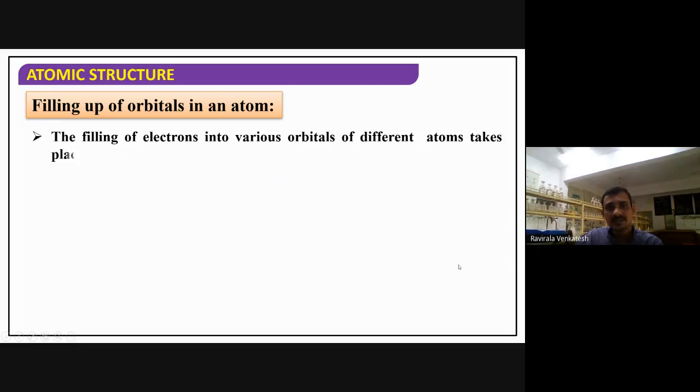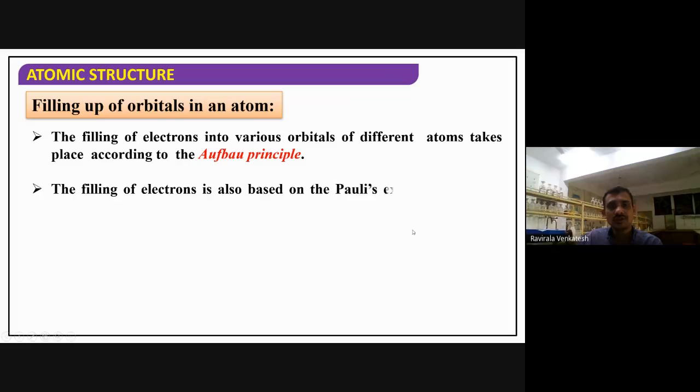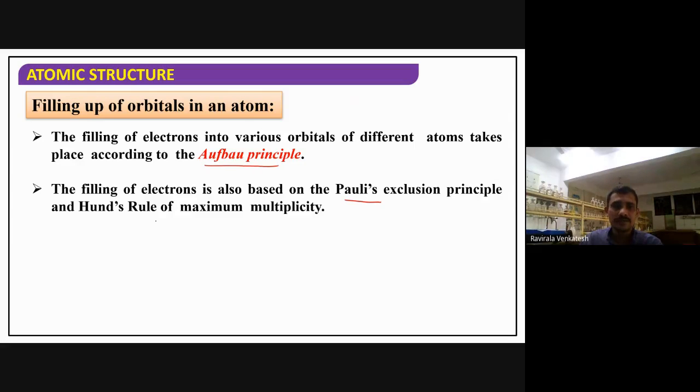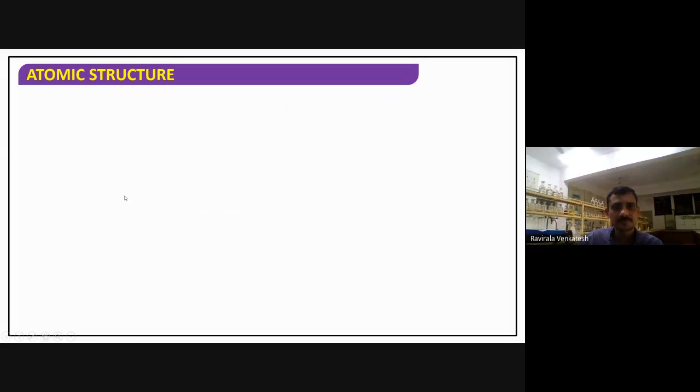The filling of electrons into various orbitals of different atoms takes place according to the Aufbau principle, Pauli's principle, and Hund's principle. These are the three principles that are useful for filling of electrons. While filling the electrons, these are the three rules we have to follow.